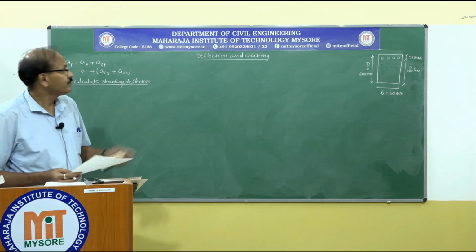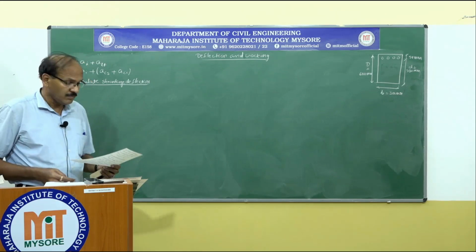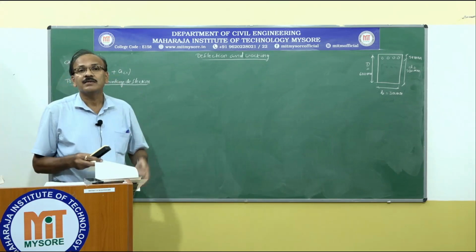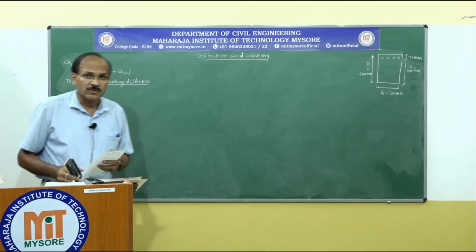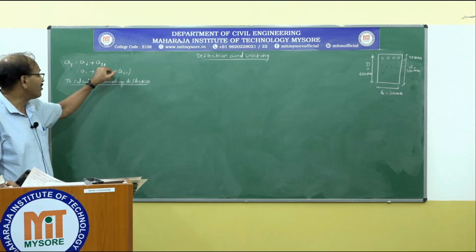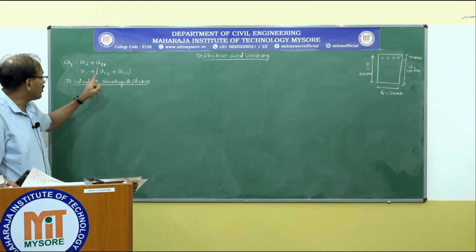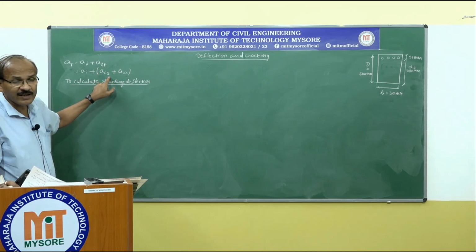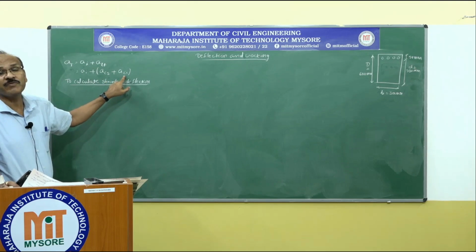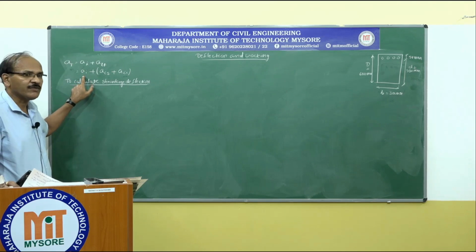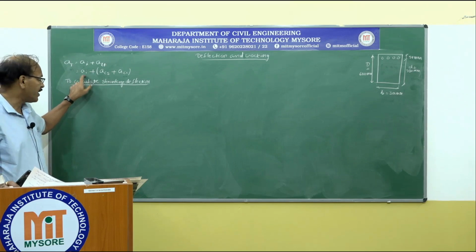Welcome back to the deflection and cracking problem. In the previous class, we started a problem to calculate the deflection. As we discussed, the total deflection is immediate deflection and long-term deflection. Long-term deflection is further divided into deflection due to shrinkage and deflection due to creep of concrete. We calculated the immediate deflection, and I think it turned out to be 7.45 millimeter. So this part is done.